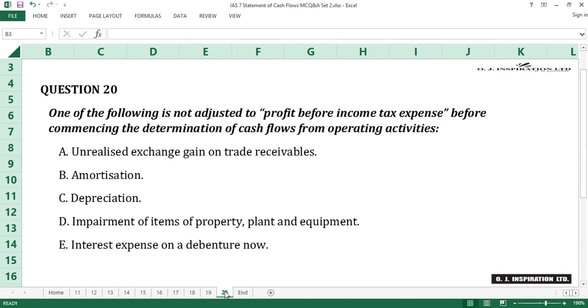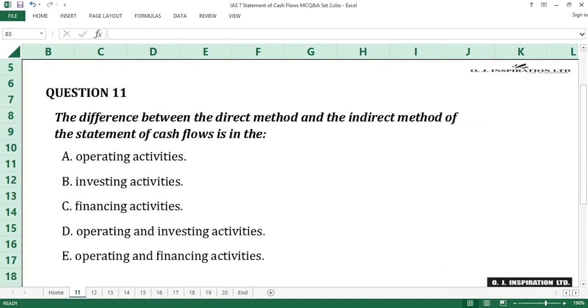Time up. We proceed to reveal the answers. Question number 11. The answer to question number 11 is A, operating activities. The direct method or indirect method applies only to the reporting of operating activities.